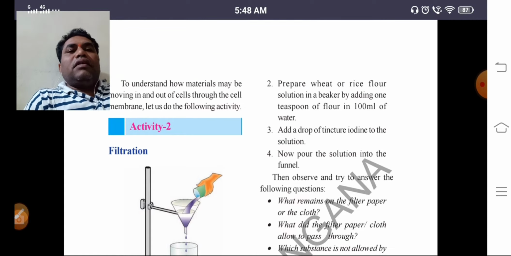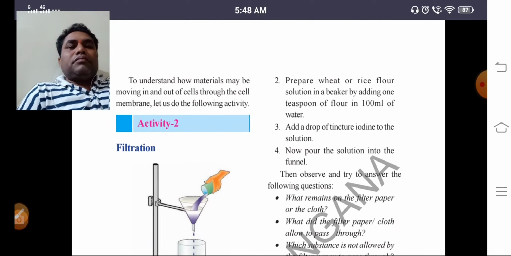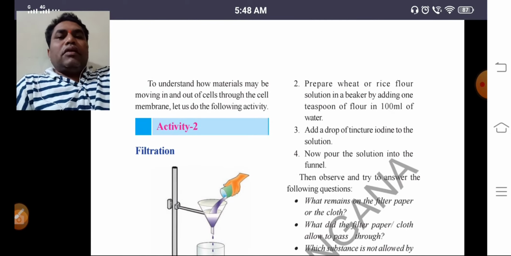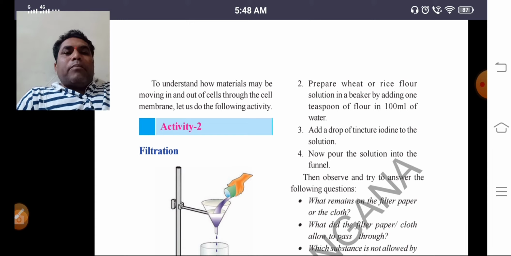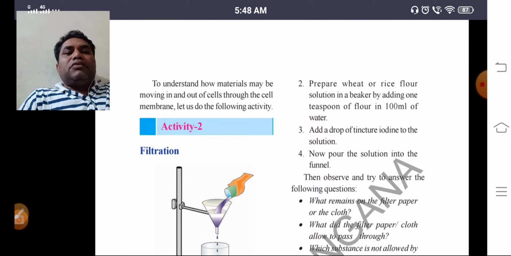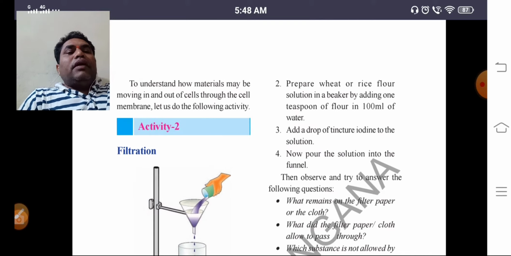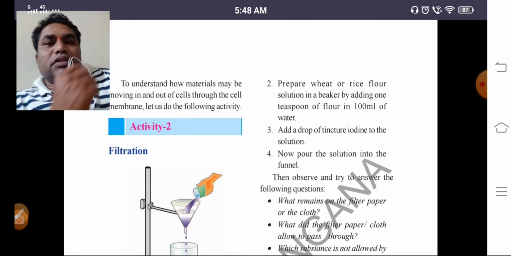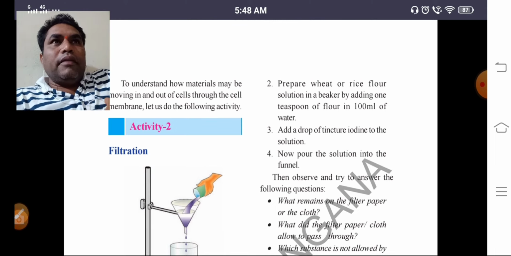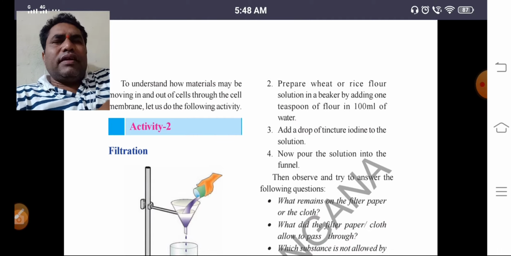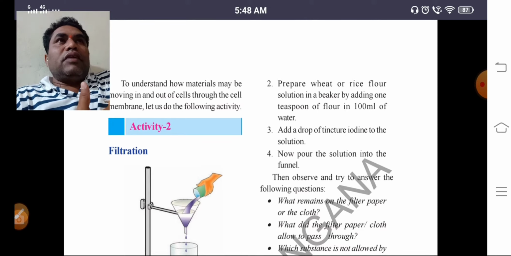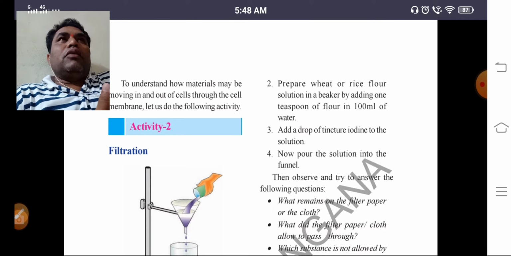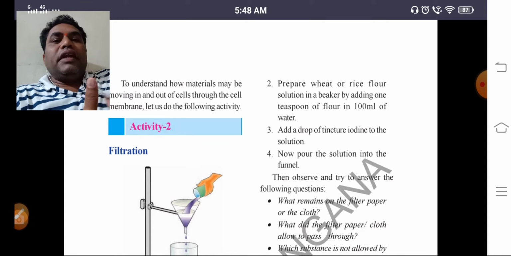Now here, to understand how the materials may be moving in and out of the cells through the cell membrane, let us conclude from the two experiments what we observe about the plasma membrane. With the raisins and the potato, water is moving from the beaker into the raisins, or from inside to outside, when the concentration gradient varies.